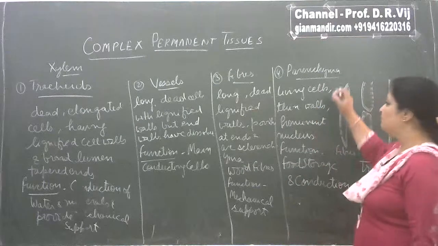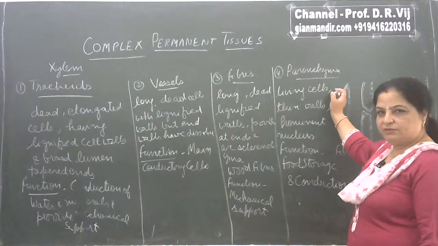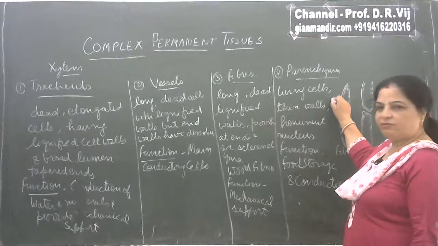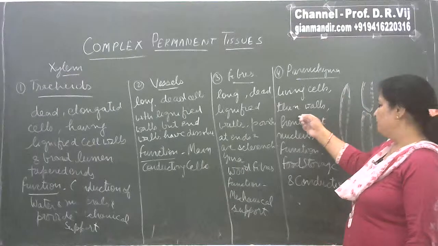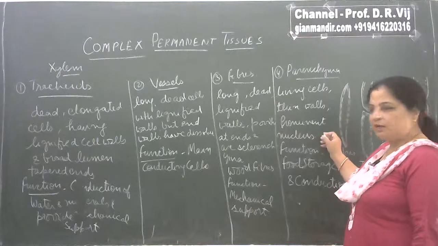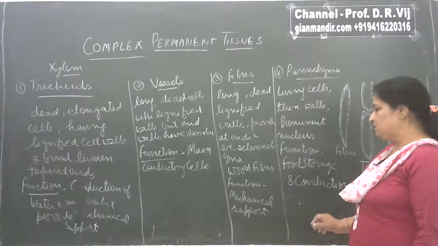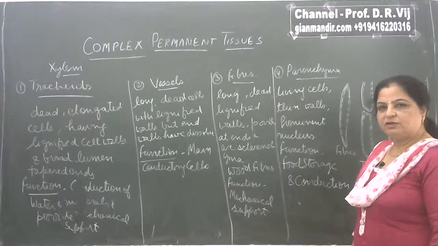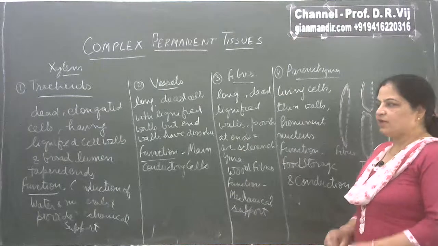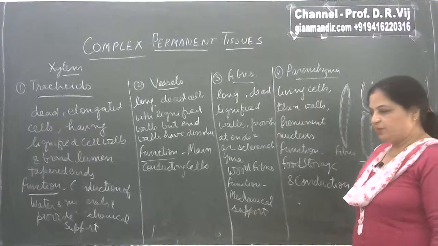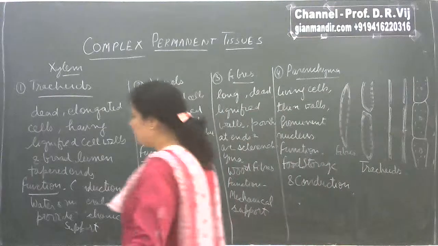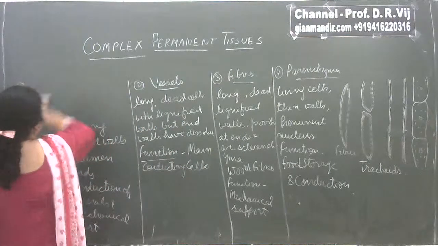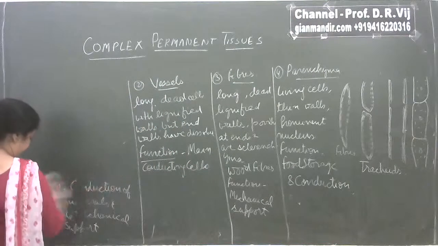And the last type of component of xylem is xylem parenchyma, the only living component of the xylem, with thin walls and prominent nucleus, and their function is mainly to store food, and also it helps in conduction of material. So that was about one type of complex permanent tissue, that is xylem. Another complex permanent tissue which you can observe in plants is the phloem.